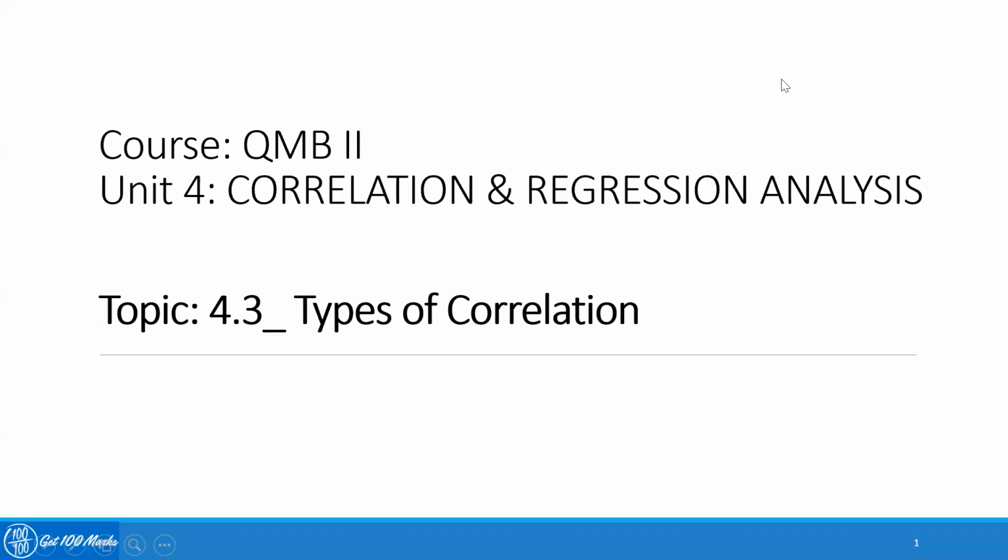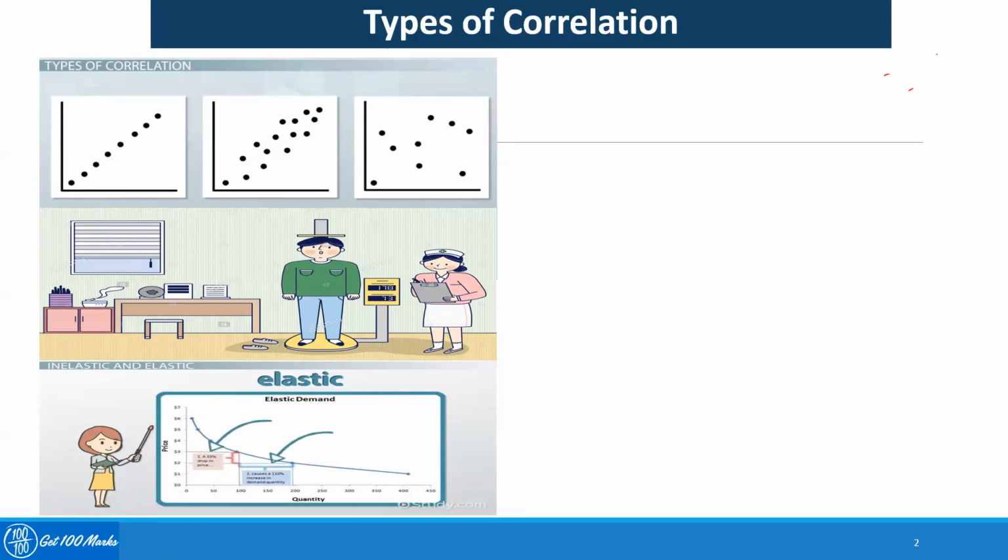Hello everyone, welcome to the discussion of types of correlation. This is a discussion in Unit 4, Correlation and Regression Analysis. Correlation coefficient helps in measuring the relationship of two variables in one single figure.